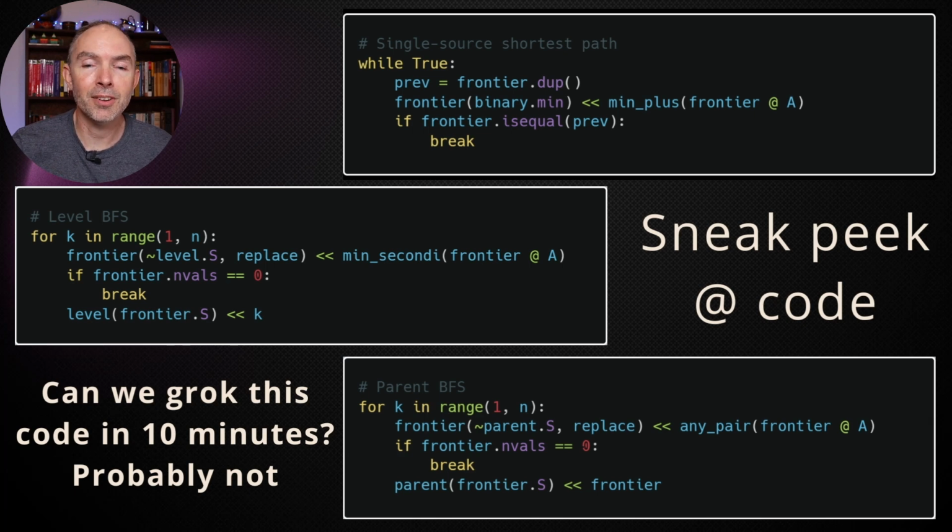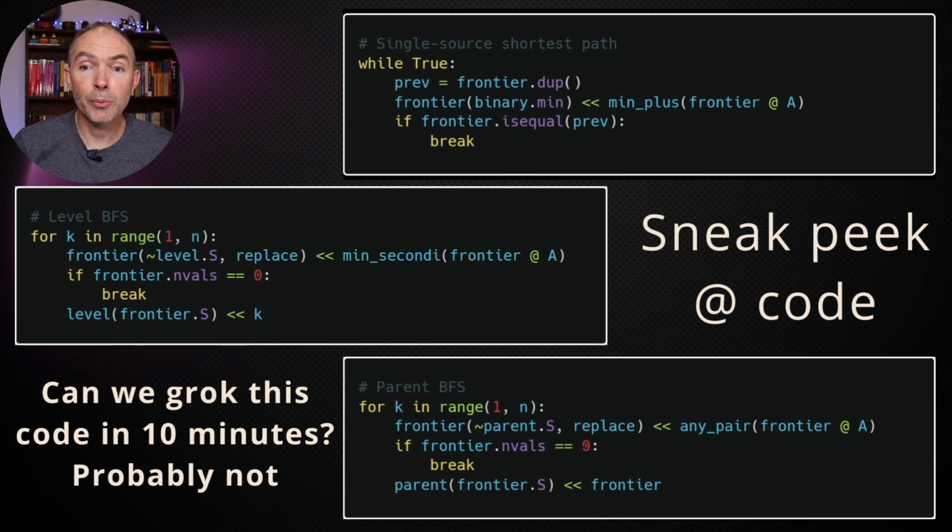First, A here is a matrix, and frontier is a vector. We're doing a fancy sparse matrix multiply using the matmul operator, which is the @ symbol. Min plus here changes what we mean by matrix multiply. And we're accumulating results back into the frontier vector here on the left-hand side using the min binary operator.